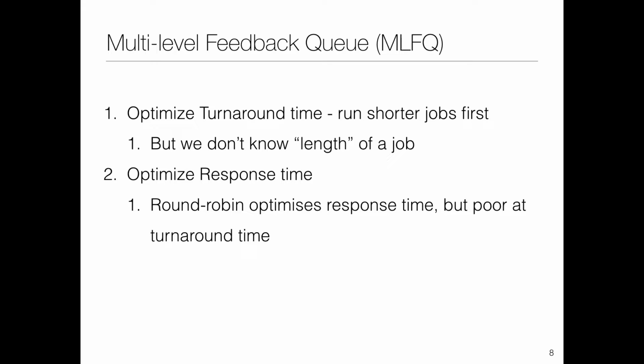The second is we want to optimize the response time. We worked out an example that round robin improves the response time a great deal, but it comes at the expense of a poor turnaround time. So how can we meet both these objectives, especially given the fact that we don't know the length of the job?